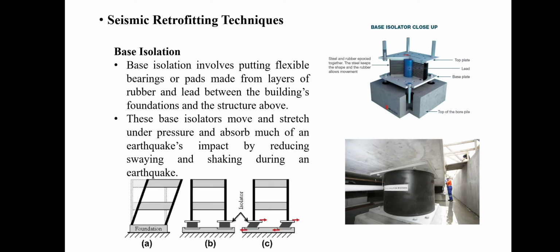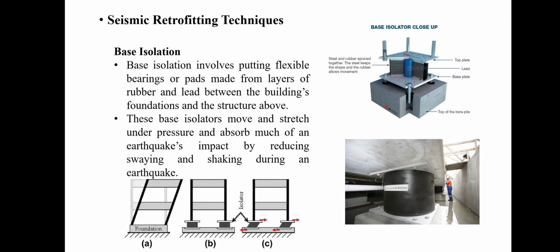Base isolation. Base isolation is a seismic retrofitting technique that involves putting flexible bearings or pads made from layers of rubber and lead between the building foundation and the superstructure. This base isolator moves and stretches under pressure and absorbs much of the earthquake impact by reducing swaying and shaking during an earthquake, and saves the building from seismic loads.